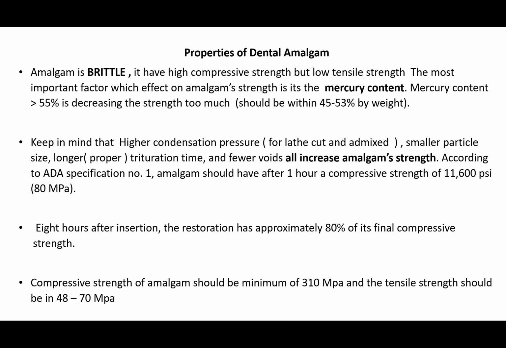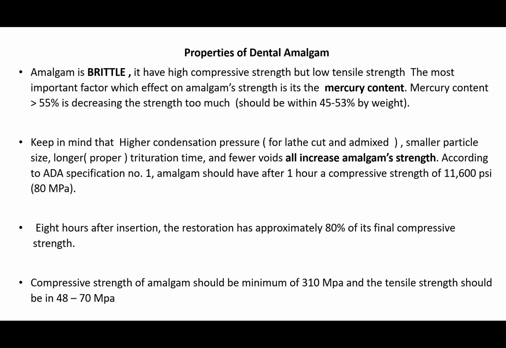Amalgam is brittle, has high compressive strength but low tensile strength. Amalgam gains its strength gradually. 8 hours after insertion, the restoration has approximately 80% of its final compressive strength. There are factors that affect the strength of amalgam, like the time of trituration. Over trituration and under trituration decrease strength. Mercury content, insufficient mercury or excess mercury, decreases strength.